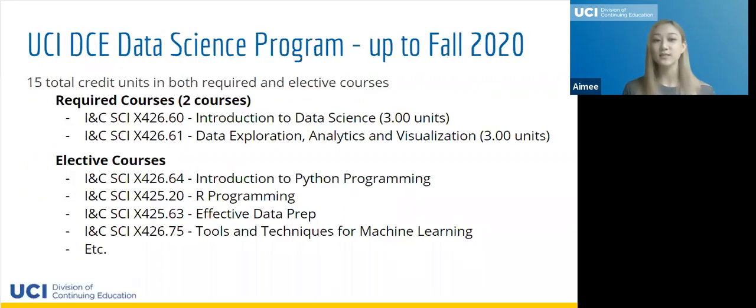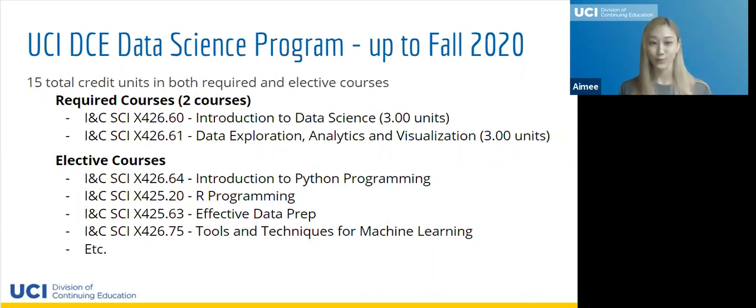Jumping right into it, this is the UCI DCE data science program requirements up to fall 2020. As you can see, you are eligible to receive a certificate after completing 15 total credit units in both the required and elective courses. There were 2 required courses, that's the Introduction to Data Science and the Data Exploration, Analytics, and Visualization course. After completing both of those required courses, you would have completed 6 credit units. And then students were required to complete the additional 9 credit units needed by completing any of the elective courses that were available on our website for enrollment. That included Introduction to Python Programming, R programming, Effective Data Prep, Tools and Techniques for Machine Learning, and other courses that you may remember from your own program, but didn't have space to list it all here.